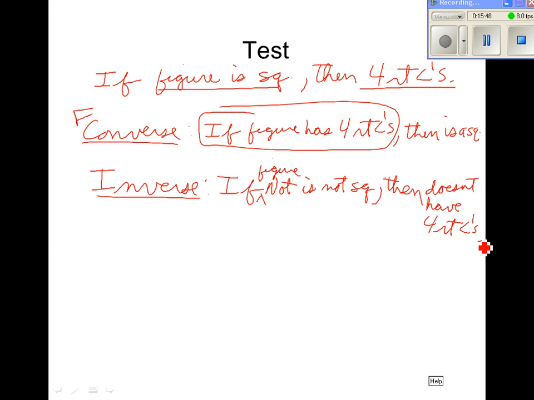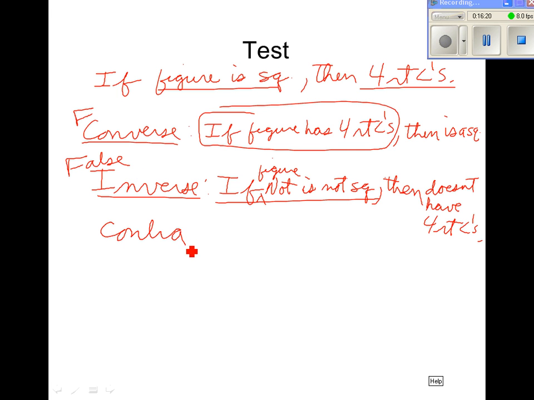Terrible writing. Can you say that all real quick? If a figure is not a square, then it doesn't have four right angles. Again, we know the figure here is not a square. So I say, all right, I drew a shape on the board. It's not a square. You know this is true for sure? No. So that's false, because again, it could be a rectangle.